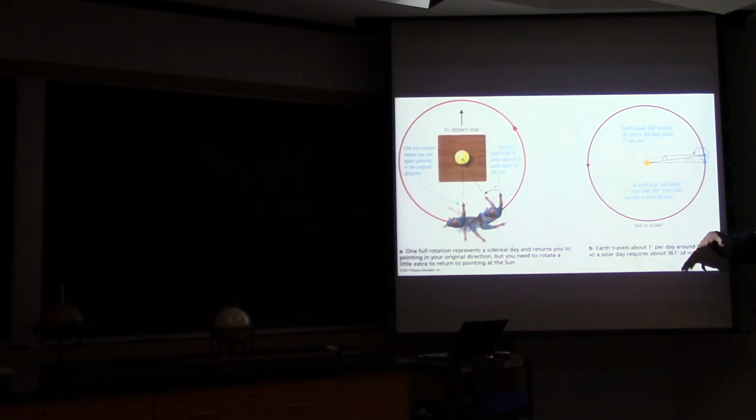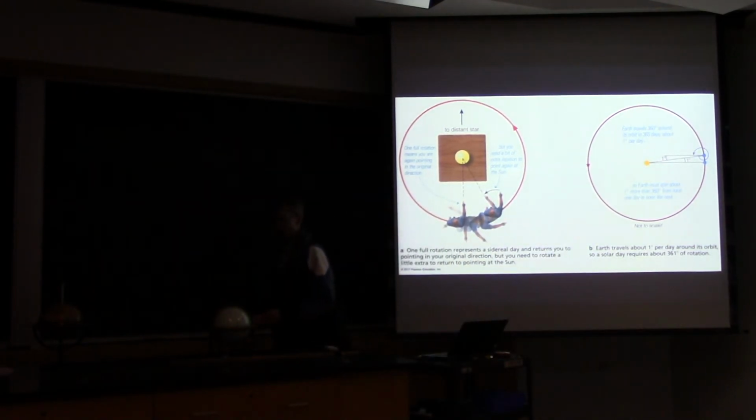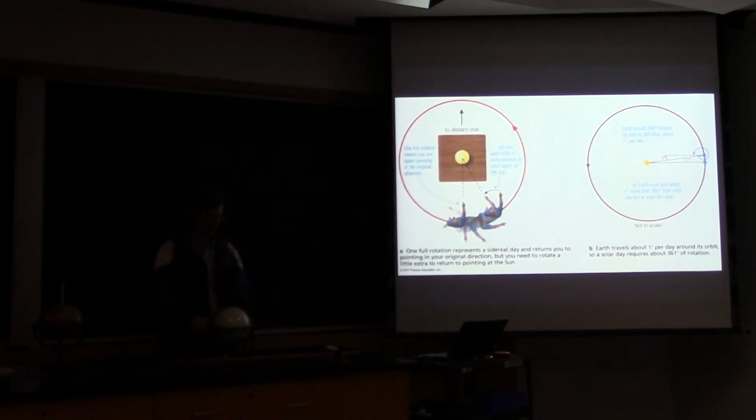really 1 over 365.24, but whatever. The Earth goes about 1 degree around the sun every day, which means, by this figure right here, it has to spin about 1 extra degree, which takes about 4 minutes. So the solar day is about 4 minutes longer than the sidereal day.